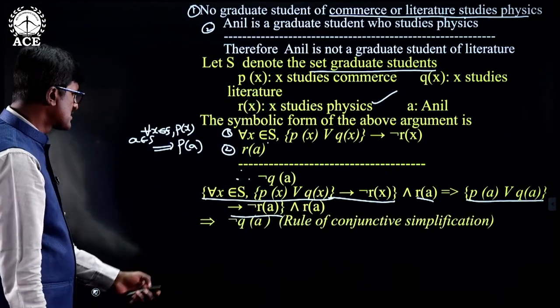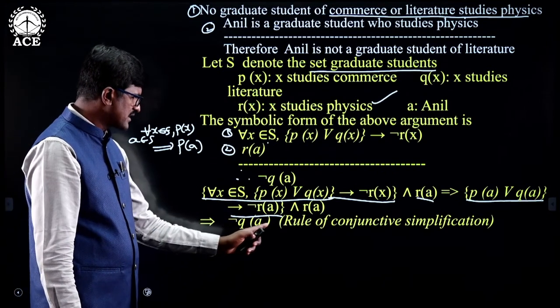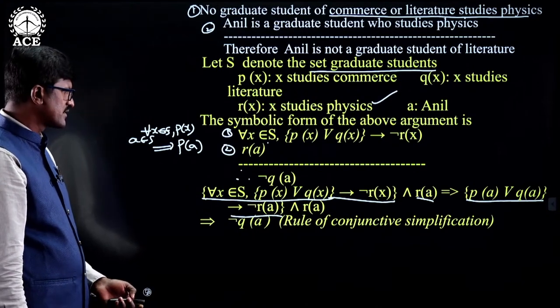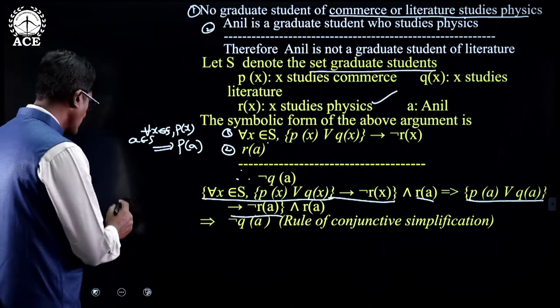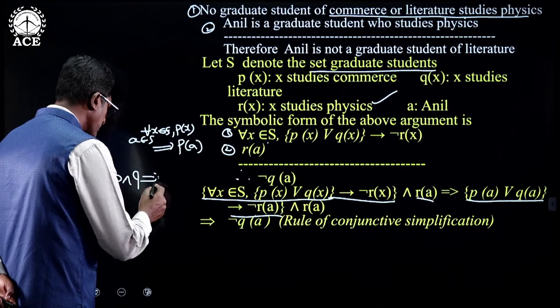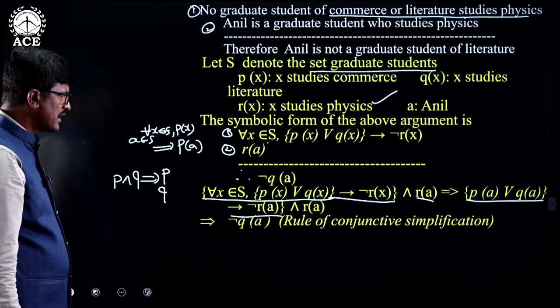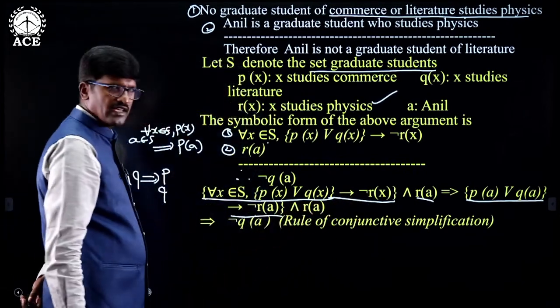Next, I am not removing the conditional. Keep the conditional as it is and apply the conjunctive simplification. The conjunctive simplification says that P and Q logically implies either P or Q. So this total is P, and R of A is Q.